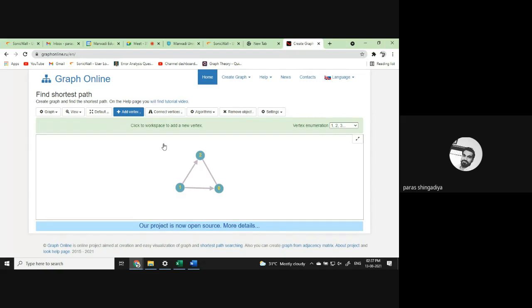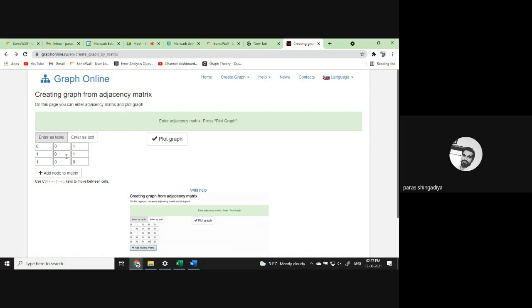Okay, so in that case you can get this type of graph. And here between 2 and 0, no direction is mentioned. What does it mean? If you check the entry of this part, 2 with 0 and 0 with 2, they are both 1.